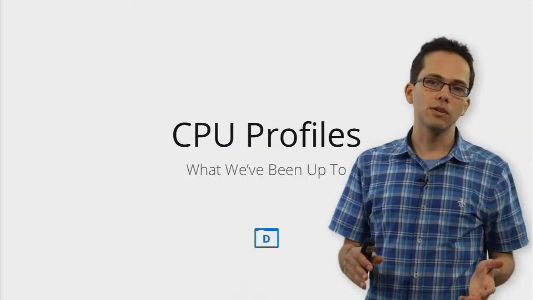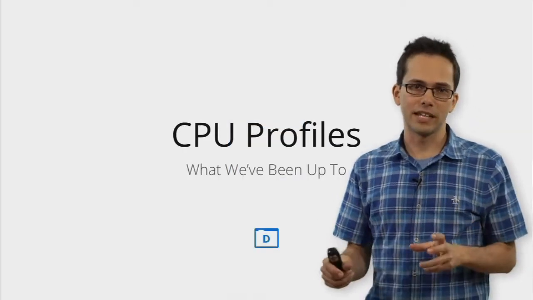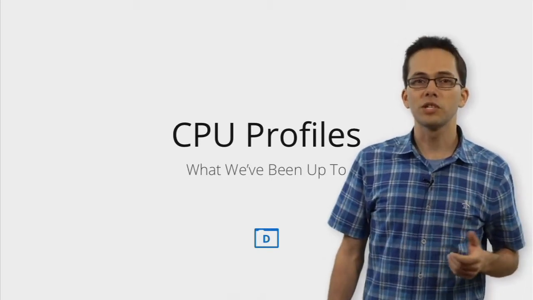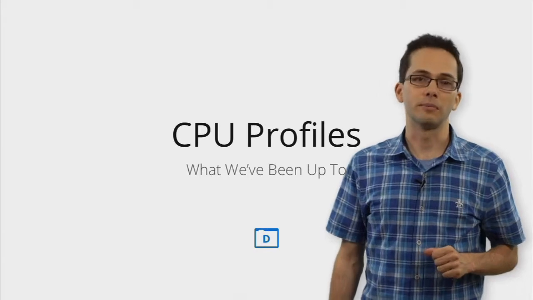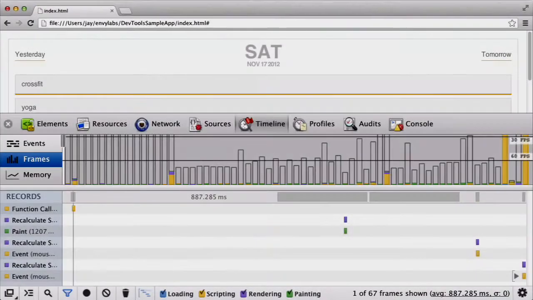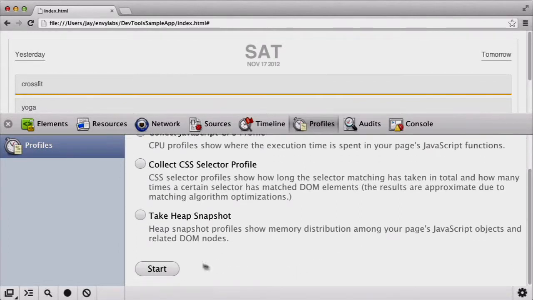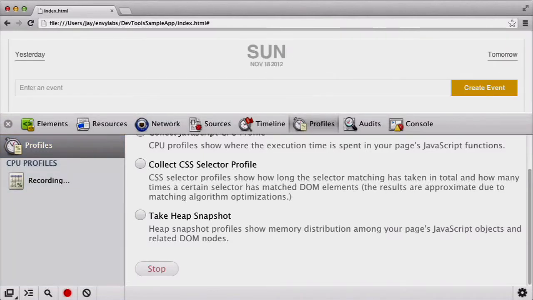So our app seems to slow down when we switch between calendar days. This is where the CPU profiler comes in, which can show us which parts of our JavaScript are slowing the page down. Let's create a profile by clicking on the Profiles panel, selecting Collect JavaScript CPU Profile, and clicking the Start button at the bottom. Now we're recording, so we'll switch to the next calendar date. When it's finished, we'll hit the Stop button here.